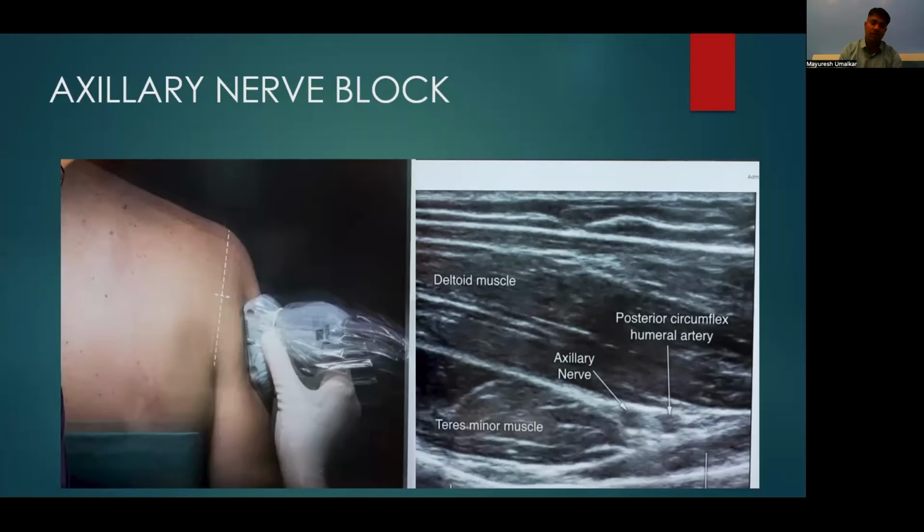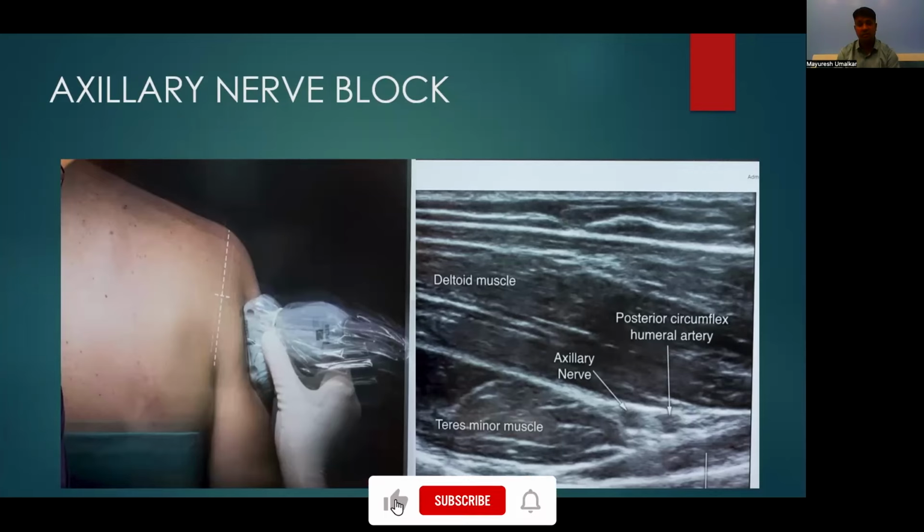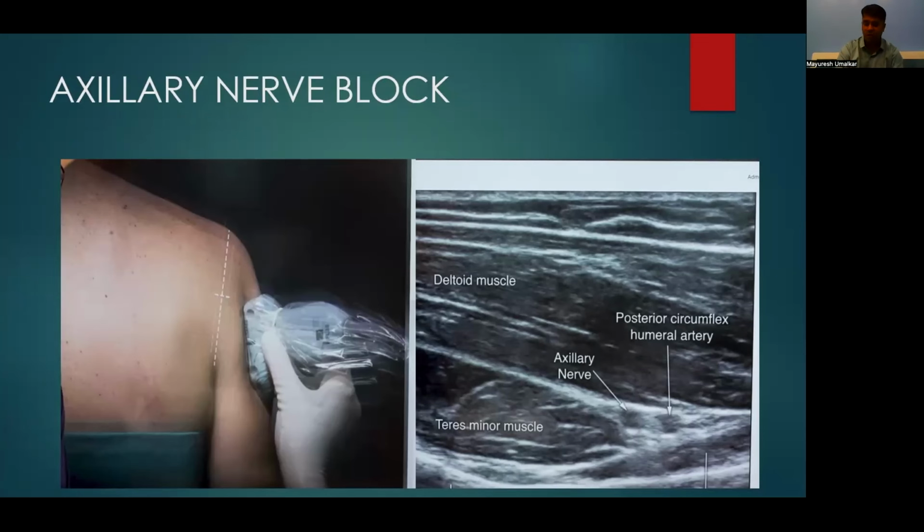Axillary nerve block, this is not the axillary block we give, this is the axillary nerve block for shoulder surgeries. The axillary nerve supplies the lateral part of the shoulder, and it is given at the posterolateral side of the shoulder. You can see the fascia formed by the deltoid muscle and teres minor muscle, and in that fascia lie the axillary nerve and posterior circumflex humeral artery. Local anesthesia deposition here will give the axillary nerve blockade.